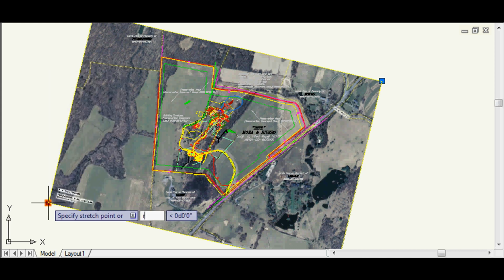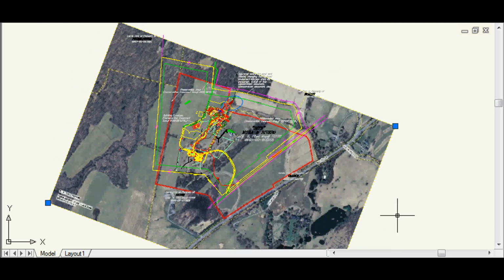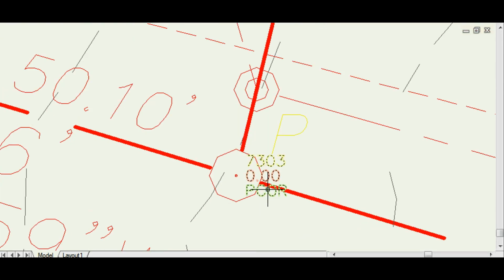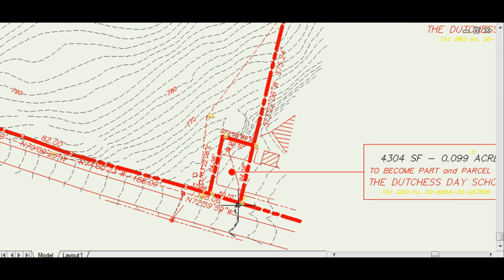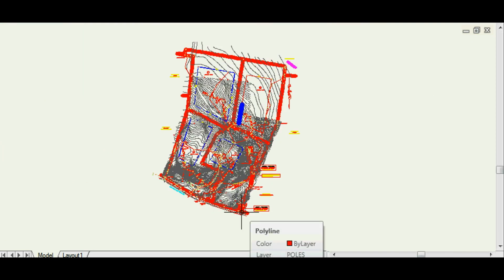So we grab an image like this and we go rotate. All right. So we're looking at a different piece of property here now, just to illustrate the concept about property corners and rotation and all that kind of stuff we were talking about.